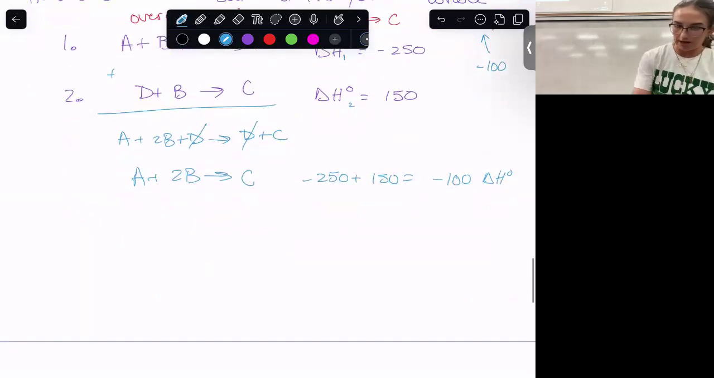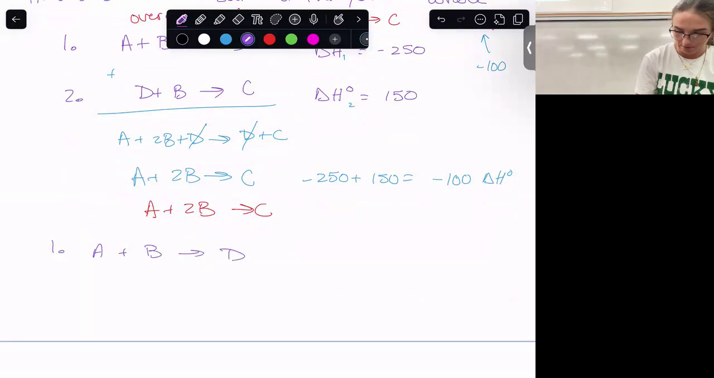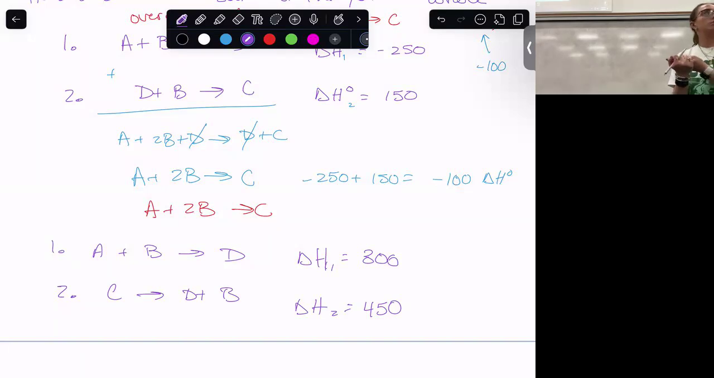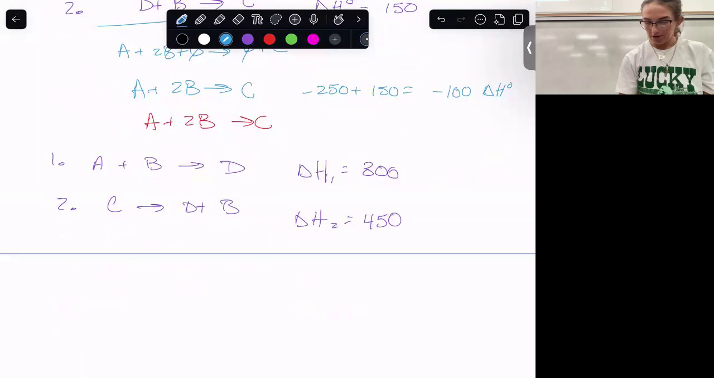All right, so what if I gave you the same overall reaction? We're still looking for A plus 2B goes to C, but now I gave you those delta H's and these equations. What do I need to do in order to get to my A plus 2B goes to C overall equation? Yep, so you need to multiply equation 2 by negative 1, or flip your reaction. I don't want C as my reactant, I need C as my product. So I'm going to flip this one, so I end up with D plus B goes to C.